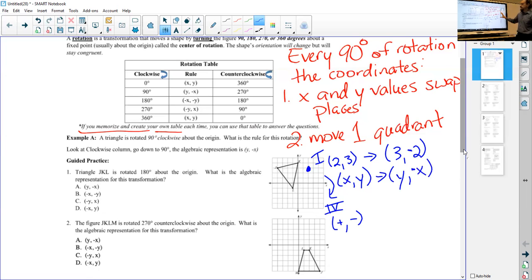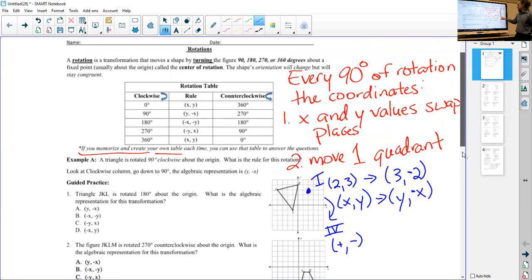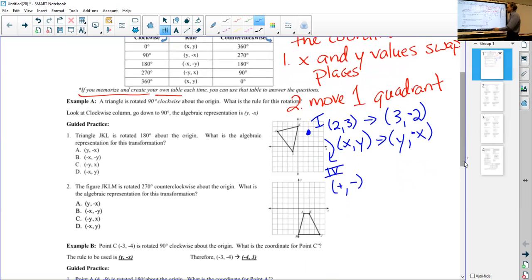Hopefully that makes a little bit of sense. So remember these two things. Every 90 degrees, x and y switch places, and every 90 degrees it moves the points one quadrant over. And then you just have to remember the rules for each quadrant.